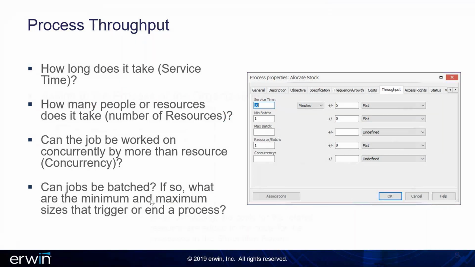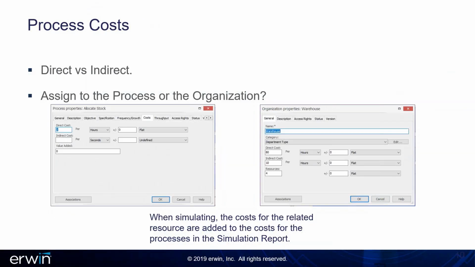Process cost, direct versus indirect. Each process has a cost tab, where we can specify direct versus indirect cost. A direct cost may be something that you can directly see on the process, and indirect may be something indirect. So allocate stock, perhaps that could be something that's required by the person doing this process. Perhaps it's the cost of any kind of hardware or software that's running in order to do this versus the actual direct cost for the process.